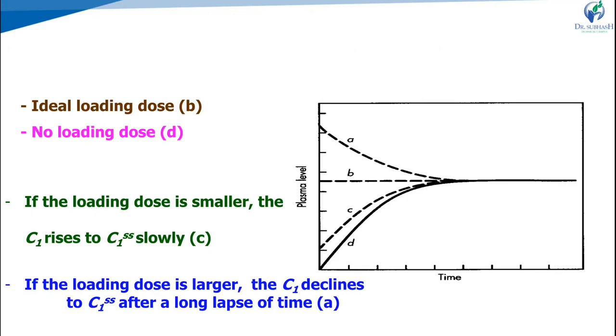If the loading dose is smaller, we have to give a slow rise, similar to the normal dose. If the loading dose is larger, then we have to decline, and we have to counter the time to reach the steady state concentration. We rapidly achieve that plateau steady state concentration with the larger loading dose. So that is represented by A.